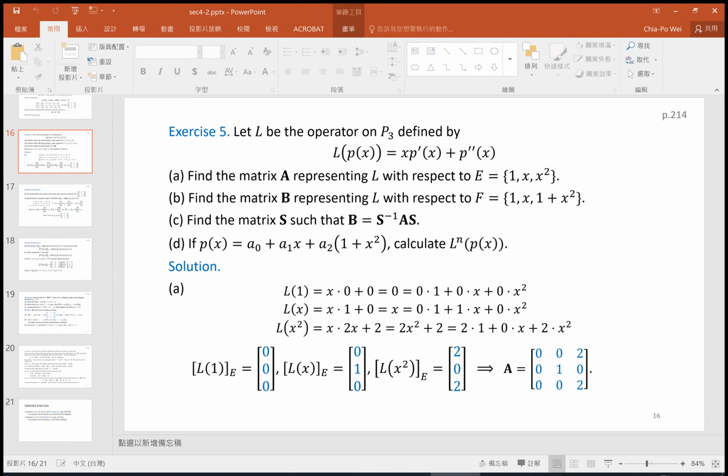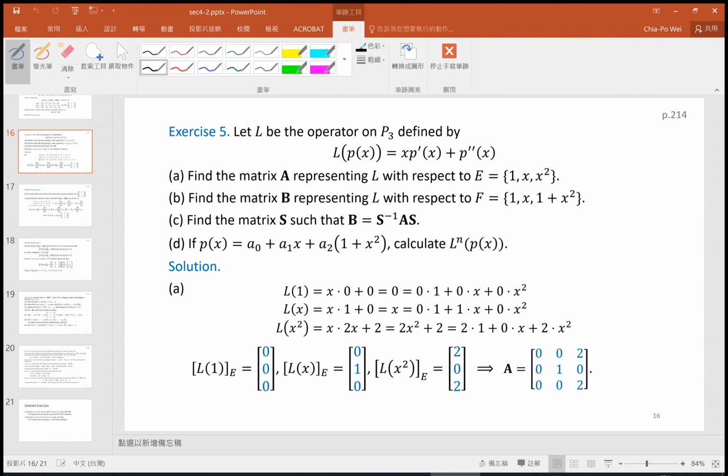In case A, we will use the matrix representation theorem to compute the matrix representation A. We will select the polynomial P from basis E. That is, we will select P as 1, x, and x squared.